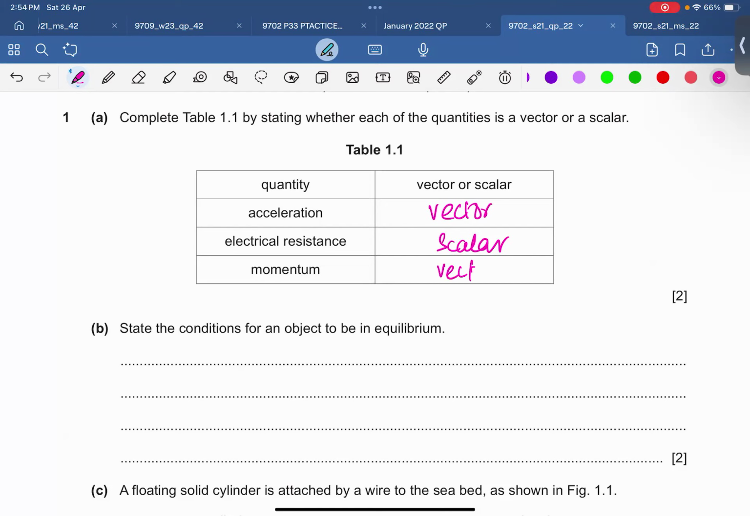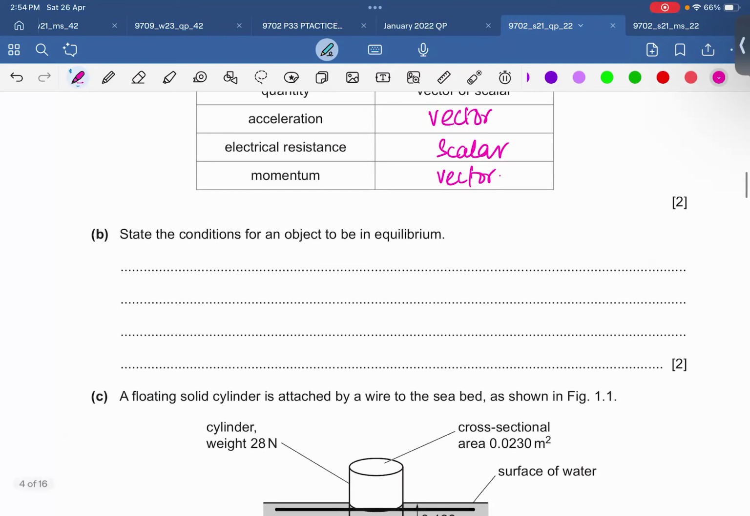Okay, come on guys. State the conditions for the object to be in equilibrium. Please write the conditions quickly in the comment section. Quick, quick, quick, guys.